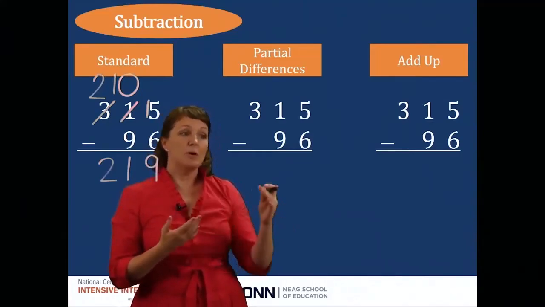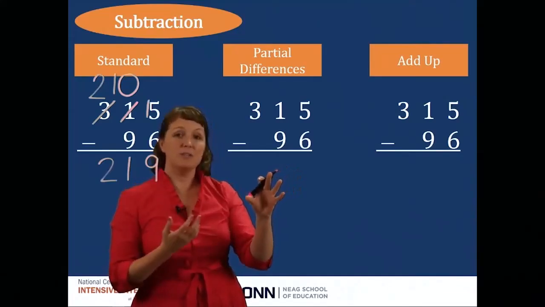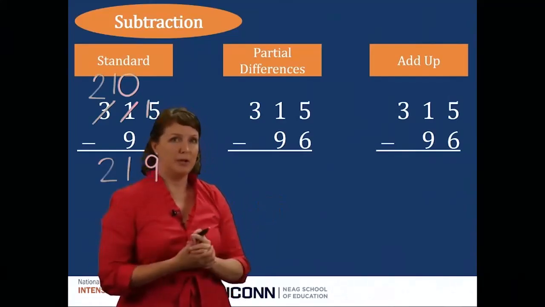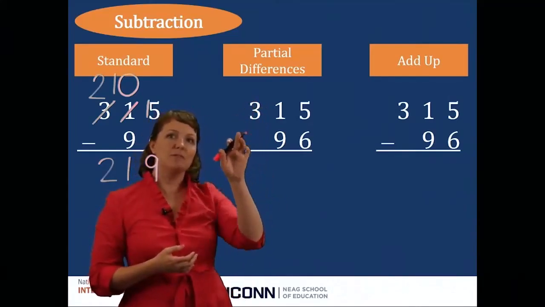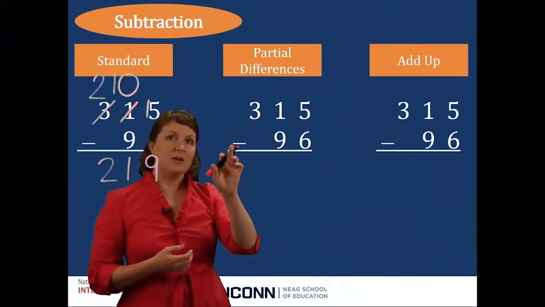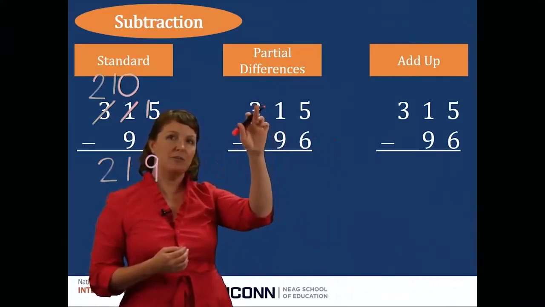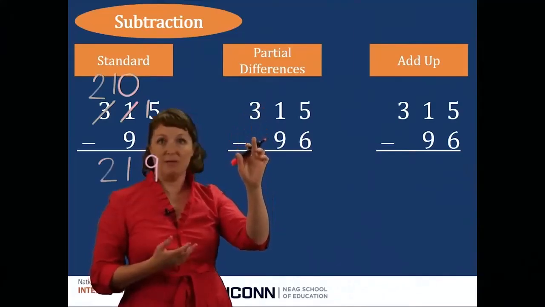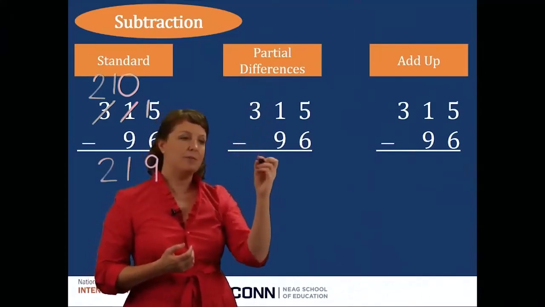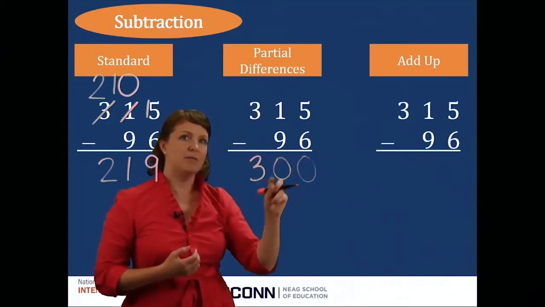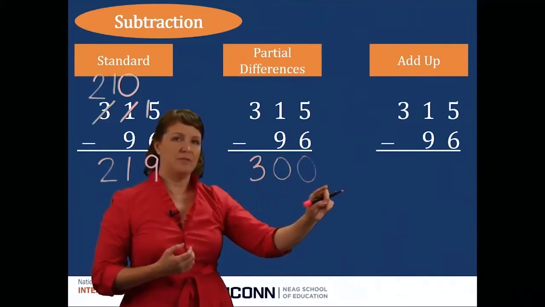But for teachers who are working with students in the middle school grades or even high school grades, this might be a strategy that you might actually employ. So we are going to do 315 minus 96. Here, just like with partial sums, we're going to work left to right. So first I'm going to subtract 300 minus no hundreds. So 300 minus no hundreds is 300. I'm going to write it right there and line up my 300 there.